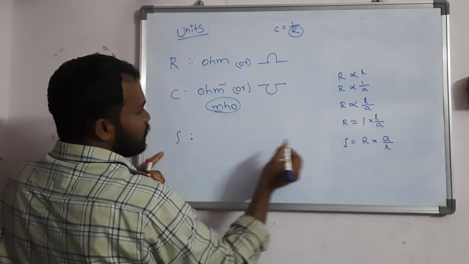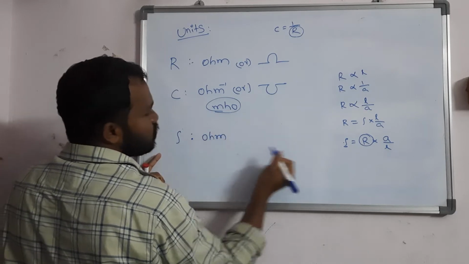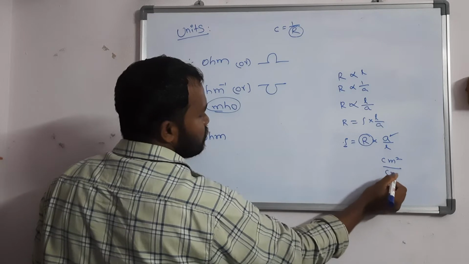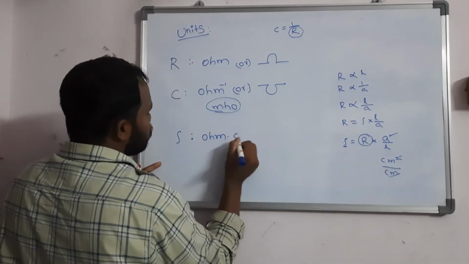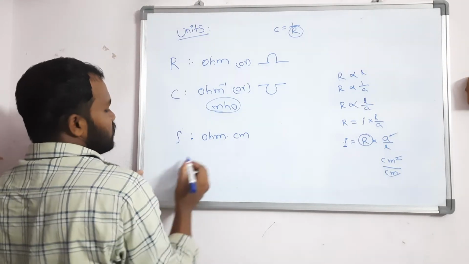So for rho, what are the units? R units is ohms, and area is what? Centimeter square, divided by length, which is centimeter. You will get only centimeter, so ohm centimeter. So you can say rho is ohm centimeter.